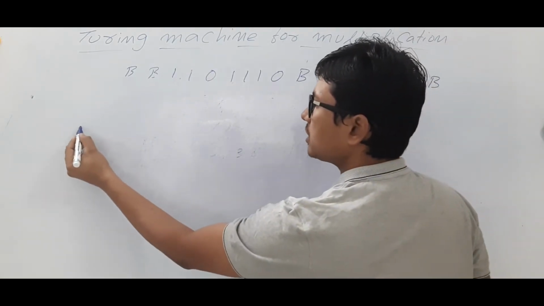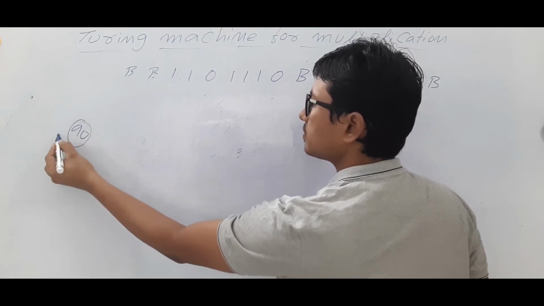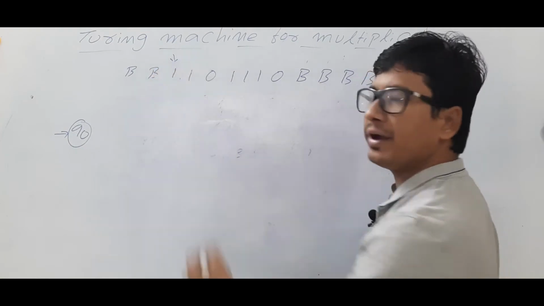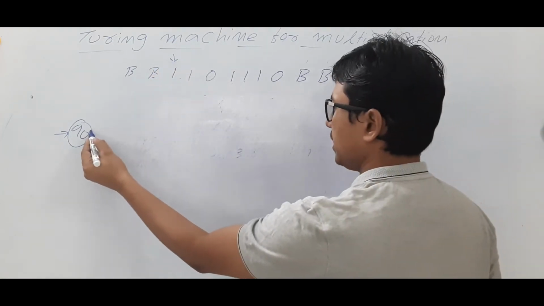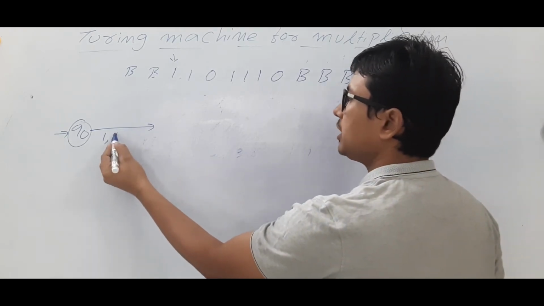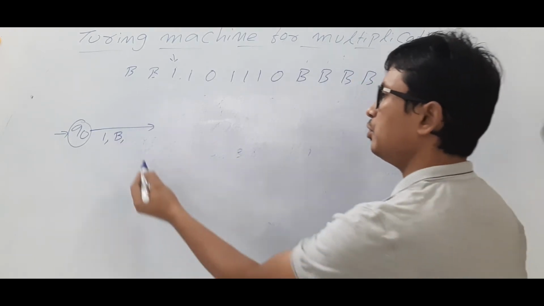I am in the initial state Q0. My tape head will be pointing to this side. So whenever I get a 1, what should I do? I should make it a blank and move to the right.